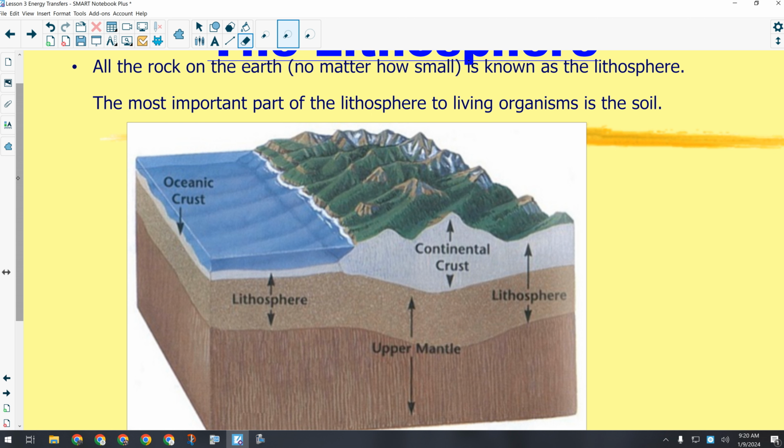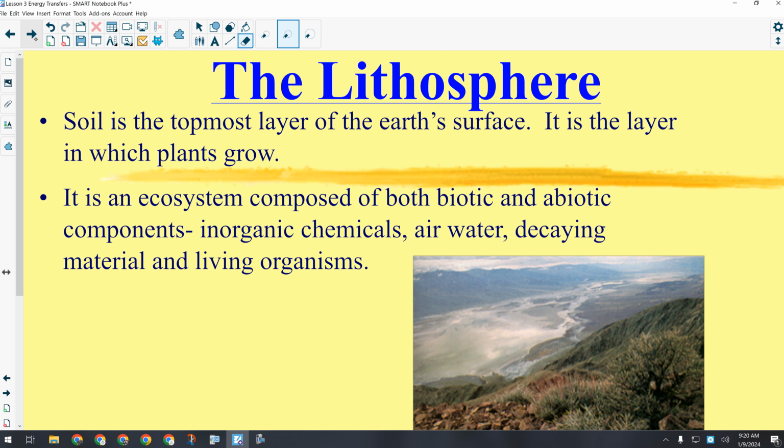Okay, it doesn't take long in certain parts of this town for you to hit the bedrock. There's a huge outcropping of sandstone right around here, and it's very, very shallow. But there are layers to the soil.